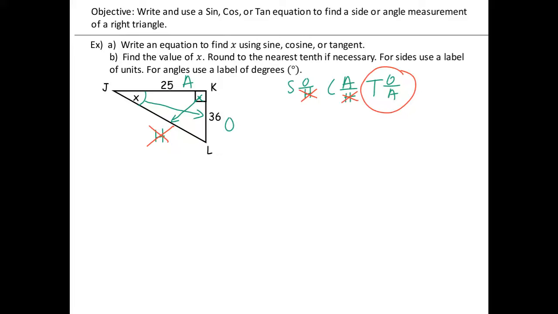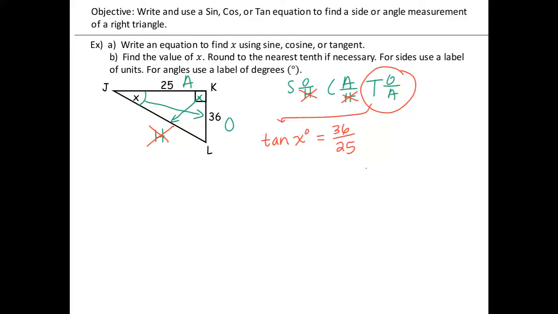TOA? So what does our T stand for? T stands for tangent of the angle. What's my angle? I don't have a degree, so I'm just going to put tangent of x degrees is equal to the opposite side, which is 36, over the adjacent side in the denominator. So 25 goes in the denominator. That's my equation.